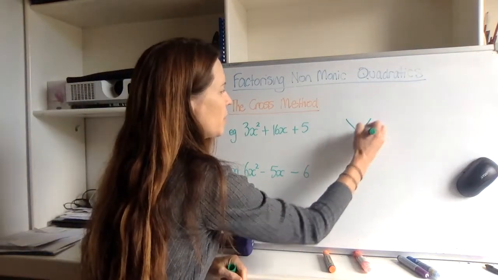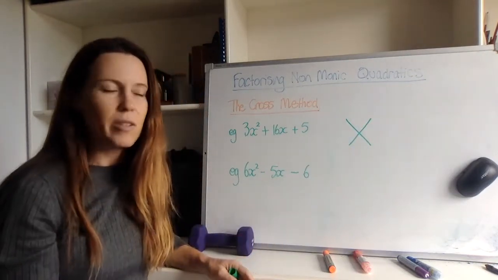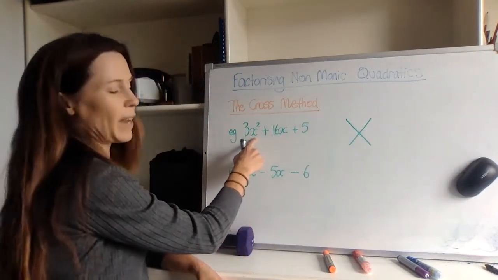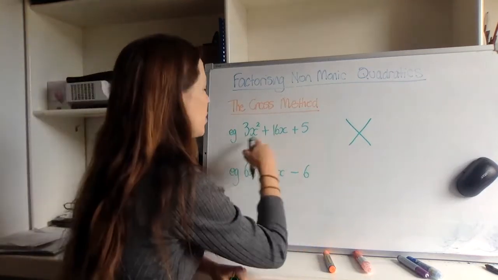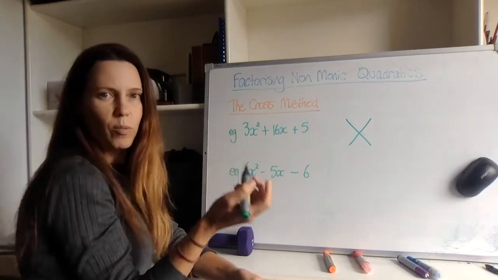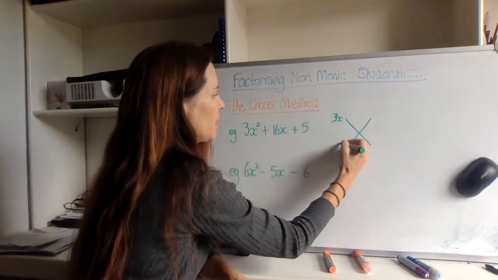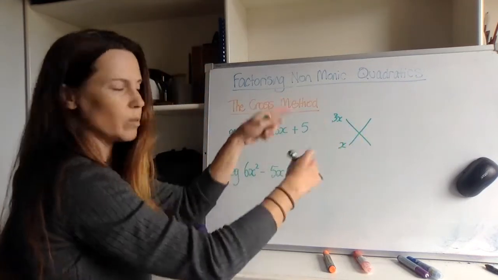So the first thing we do is we draw up a cross, and we're going to multiply things along the lines of that cross. The first thing we do is we put factors of our firsts in there. So with 3, I've got a prime number there. The only factors of 3 are 3 and 1. So I'm going to have 3x and x, and it doesn't make any difference which one you put where.